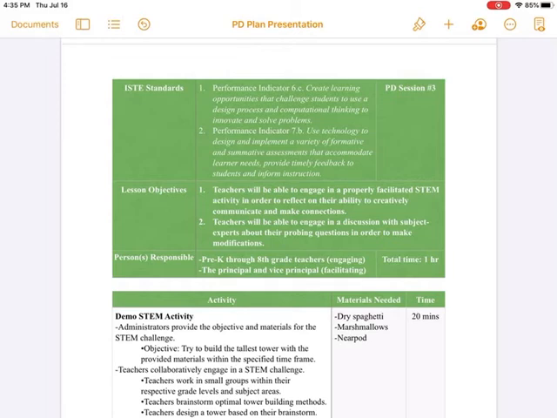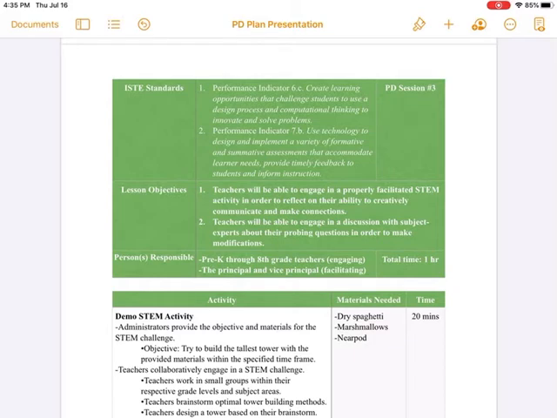First, engaging in that STEM lesson are the pre-K through 8th grade teachers. And then in terms of facilitating the lesson, we have the principal and vice principal in charge, so that any specific requirements that they see fit to include will be included during this initial process.